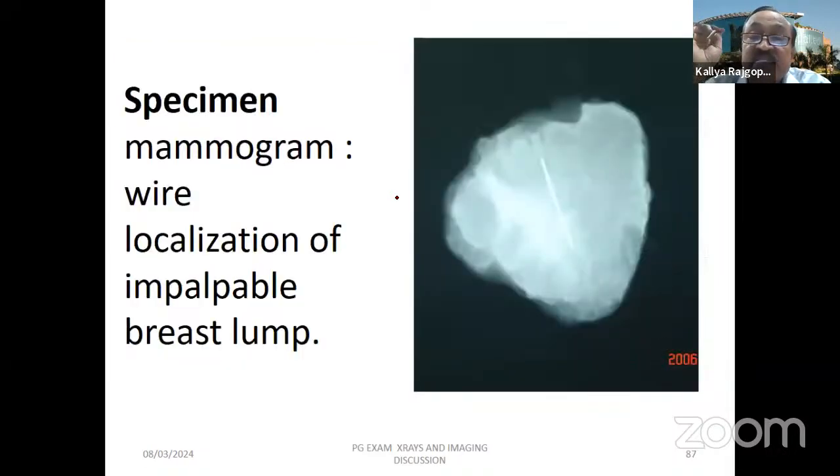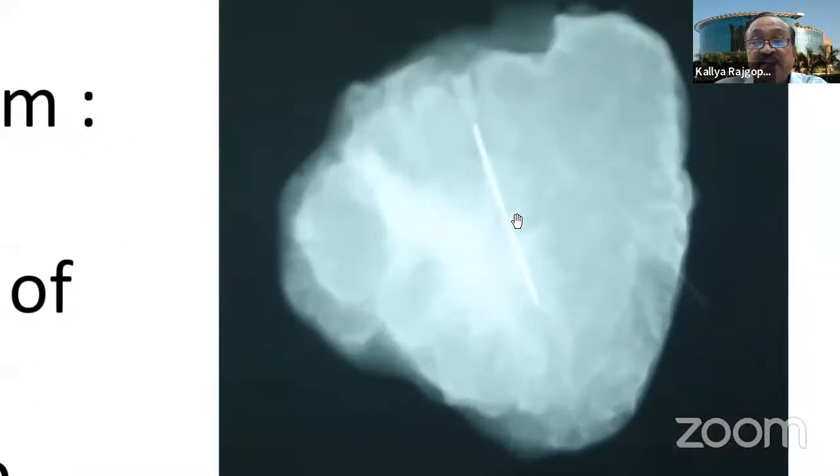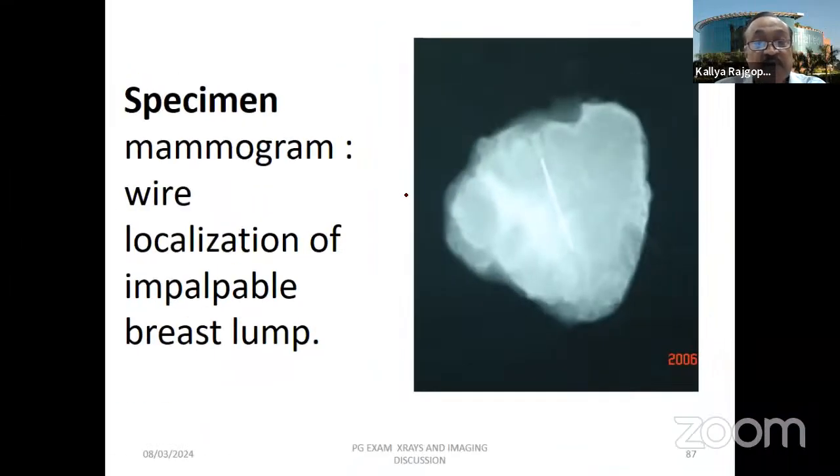I mentioned to you, the first is the screening, the second one is the diagnostic. Now, this is a specimen mammogram. As I mentioned, impalpable lumps. You have done a wire localization here. You can see the wire there, and you can see the specimen excised there. And you have done the specimen mammogram. Let me show you, yeah, this is the one. You can see the wire there, correct? So that's how it is. This is the classical specimen mammogram.